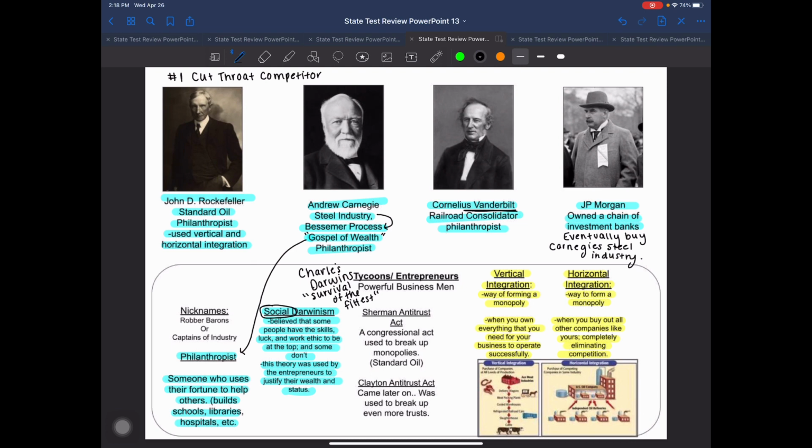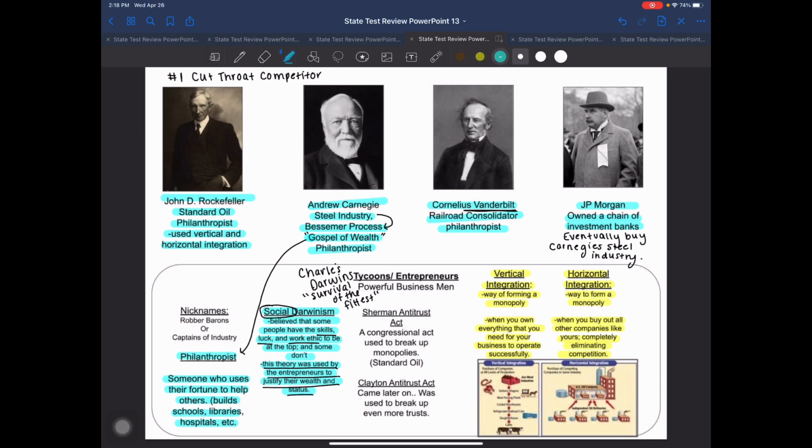They believed in social Darwinism, that some people have the skills, and to be honest with you, the luck, and the work ethic to be on top, to be successful. And that's the reason these men believed, "Hey, I have a successful business because it's just who I am." And again, guys, this theory is the theory that they used to justify their wealth.